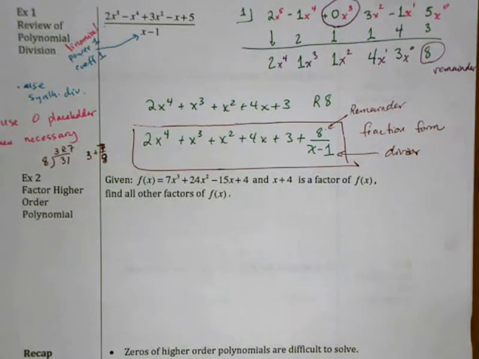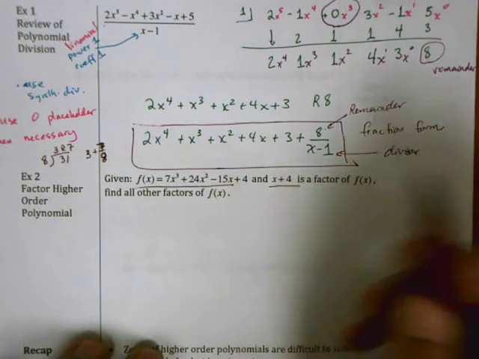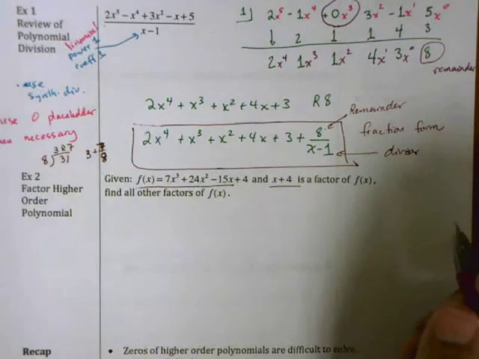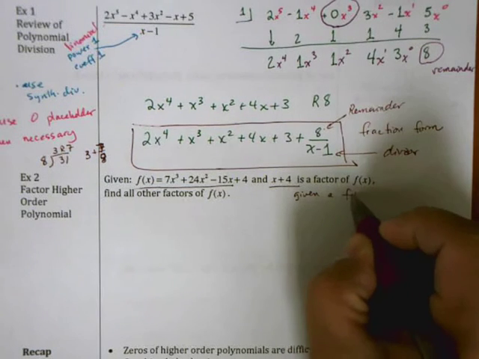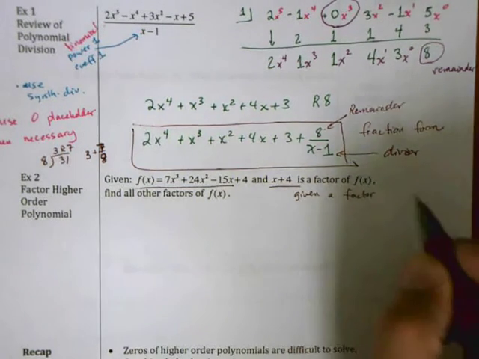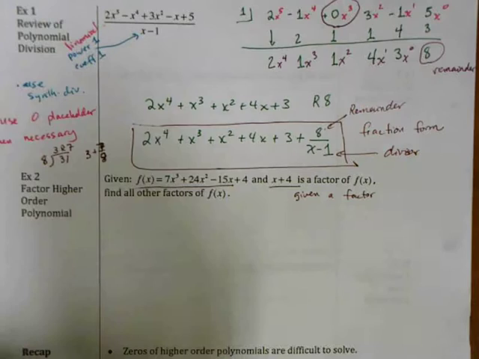In this video, we're going to do an example where we're given a higher order polynomial and we're given a factor. This is kind of a nice case where we're given a factor already. Later on, we're going to deal with the case when we're not given a factor. We want to find all the other factors, so we use synthetic division or polynomial division.